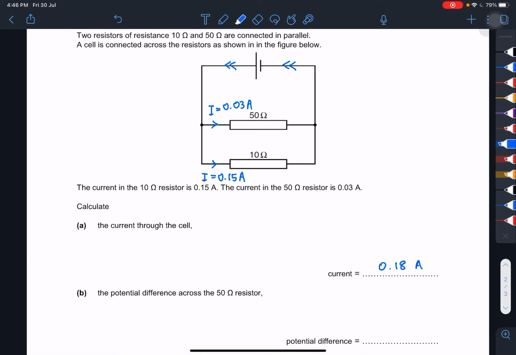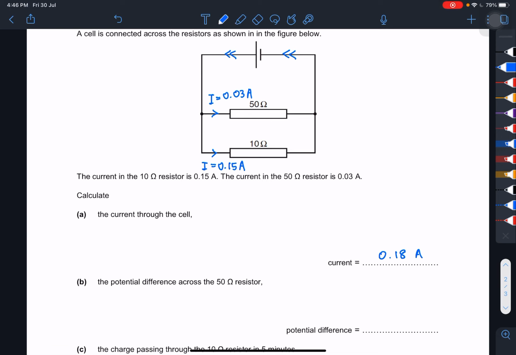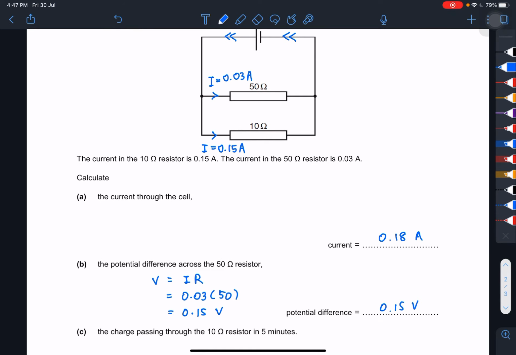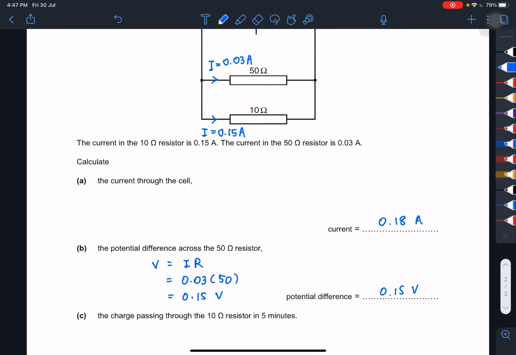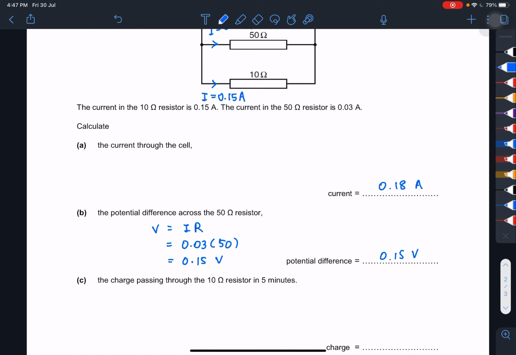Next, the potential difference across the 50 ohm resistor. So we have current, we have resistance, we need to find the potential difference. So V equals IR for this one. The current over here 0.03, resistance 50. So this is 0.15 volts. Oh, so small. Okay, 0.15 volts.